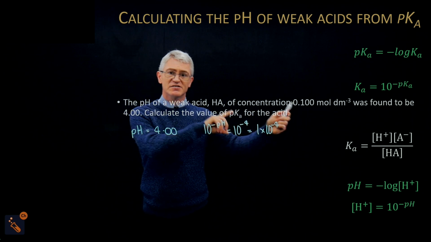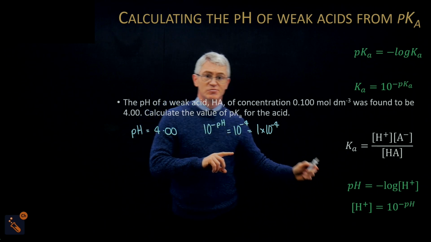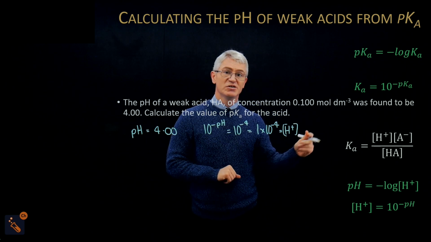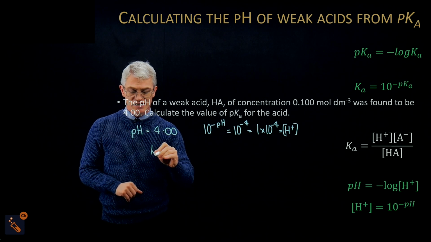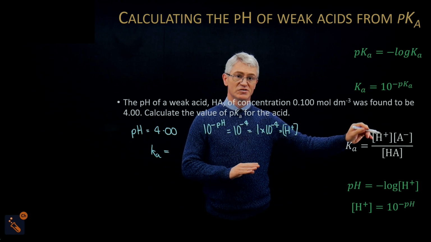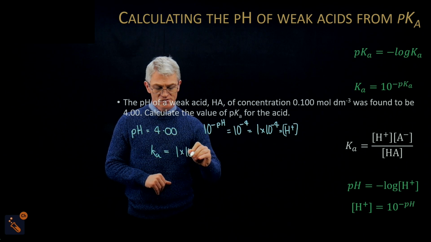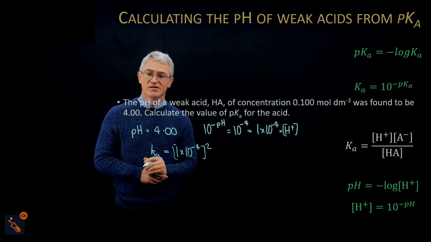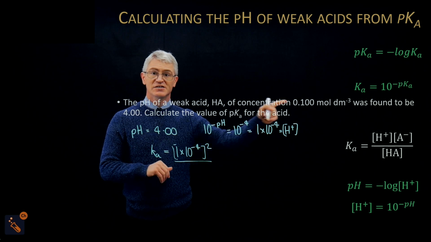Now, you've got 10 to the minus pH. Remember, 10 to the minus pH is equal to your H plus. So I've got my H plus to go in there now. All I then do is Ka is equal to H plus. Remember, we assume these are both the same concentration, so H plus squared. That means 1 times 10 to the minus 4, and that's the concentration, and that's squared. So square that, and then we have to divide it, because HA is up here, by 0.1.